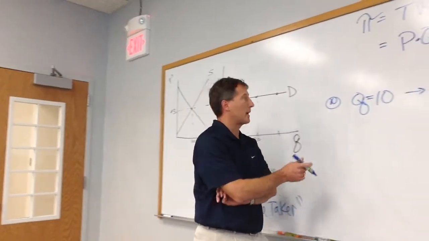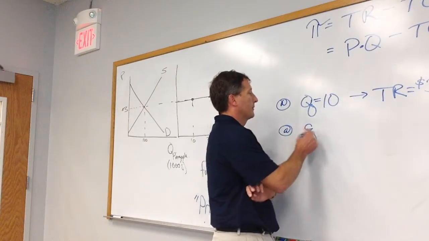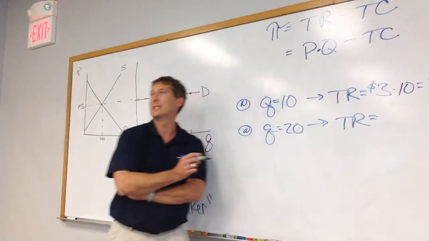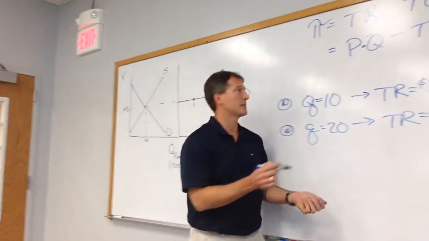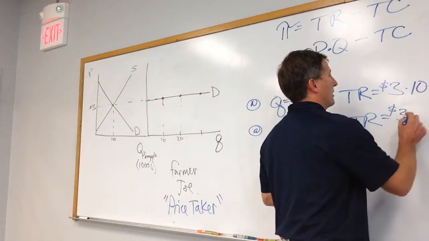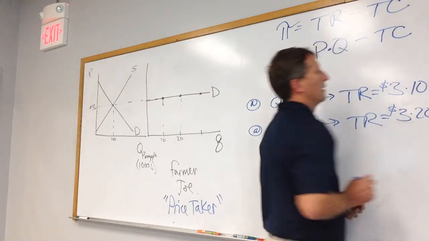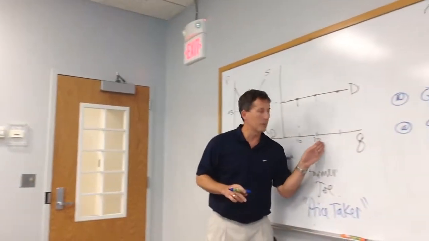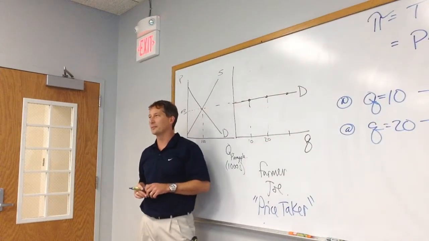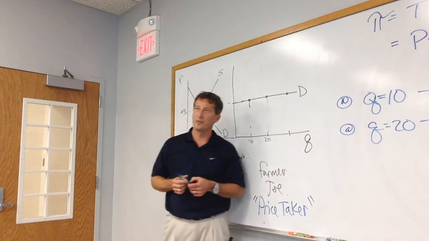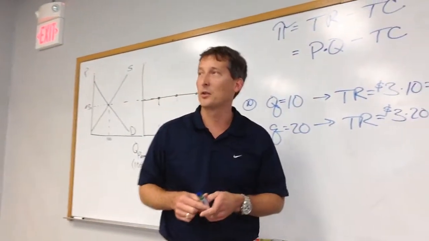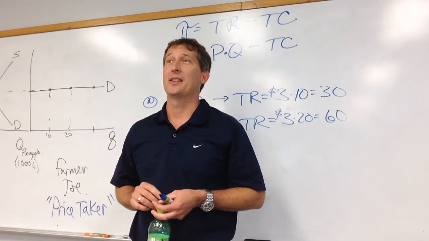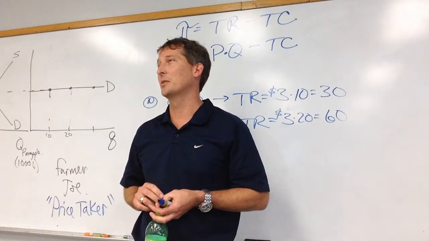If Joe ramps up production to 20, total revenue is what? 60, 20 times 3. So what if Joe ramps up production to 21? What is his marginal revenue of the 21st unit? How much? The marginal revenue.